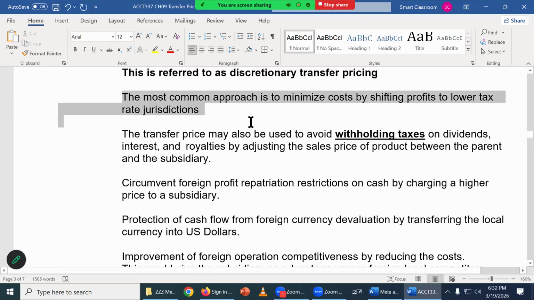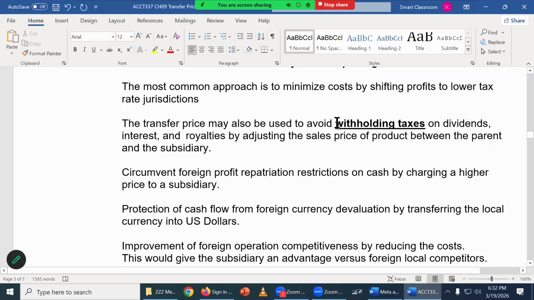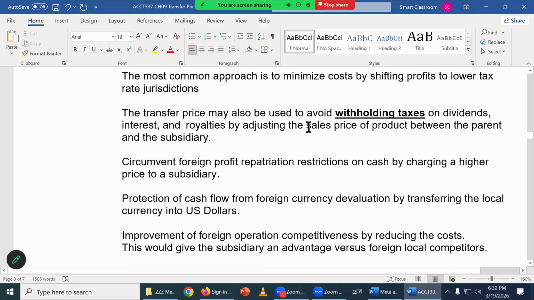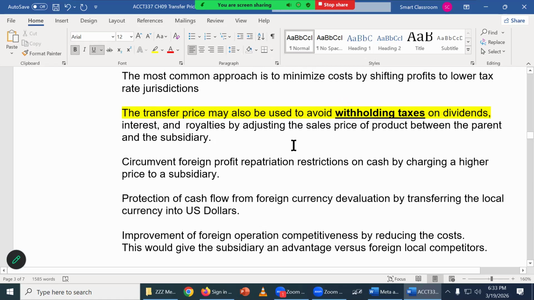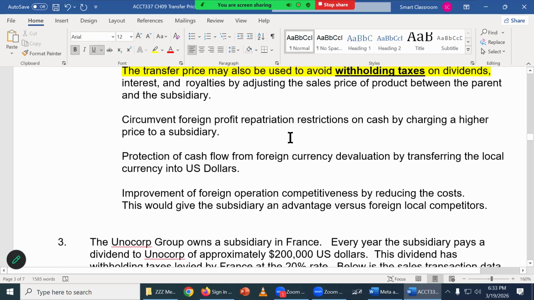We just talked about shifting the minimum cost by shifting profits to a lower tax jurisdiction, like Ireland. Transfer pricing may also be used to avoid withholding tax on dividends. This is mostly from other countries. They tax dividends directly, and kind of like the withholding tax we have for payroll here, they will withhold a certain amount for dividends. We'll see how that works later. Companies will often try to avoid withholding tax, and there are ways to do it.